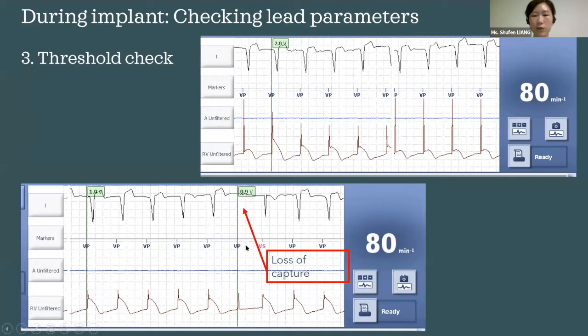With loss of capture, you can see on the ECG there's no QRS. On the electrogram, there's a pacing spike, but there's no evoked response. The threshold is always the lowest output with consistent capture. So even if there is intermittent capture, we would say the capture has been lost. We always want consistent capture for it to be considered the threshold for pacing.